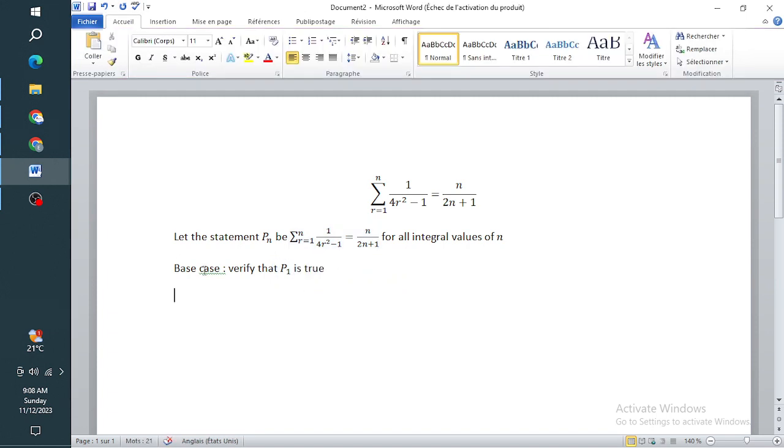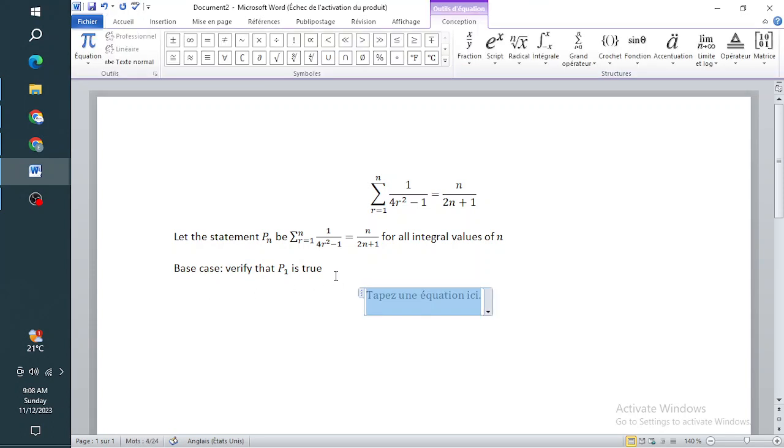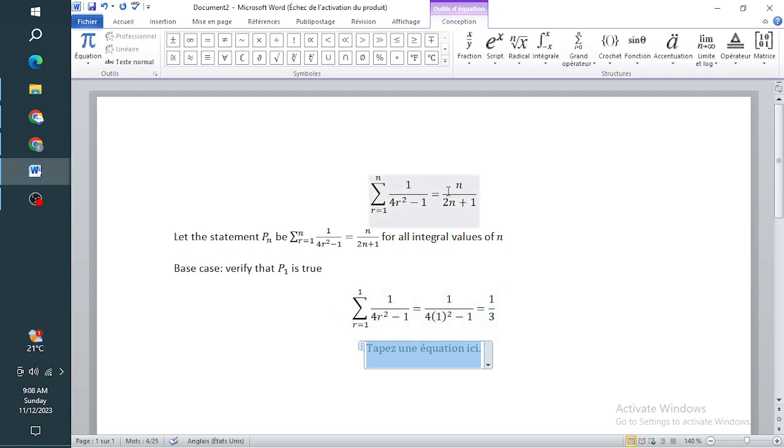Since r is beginning from 1, P1 is a statement. If I replace n with 1 and sum from r equals 1 of this, I'm just going to get the first term. So I'm replacing r with 1: 4 into 1 squared minus 1, which gives me 1 divided by 3. If I replace n with 1 in my right hand side, I get 1 divided by 2 into 1 plus 1, which is also 1 divided by 3.